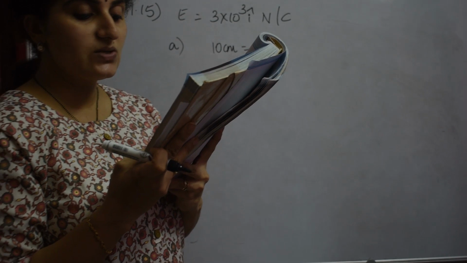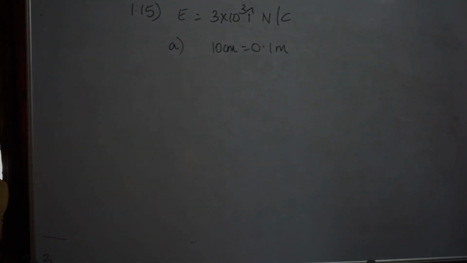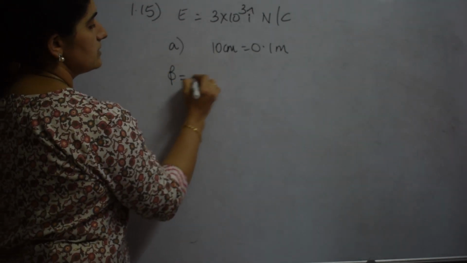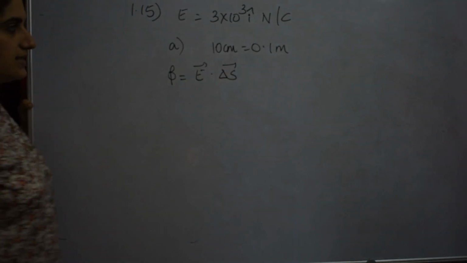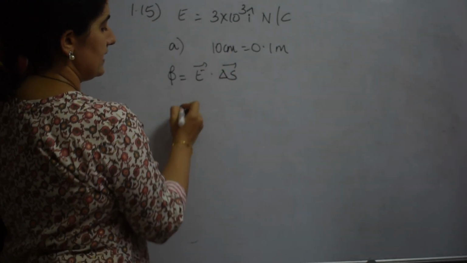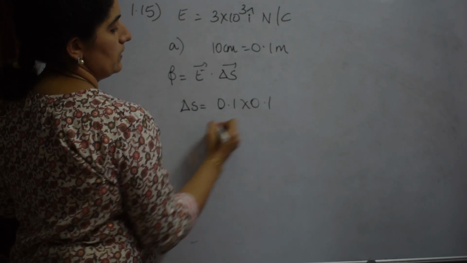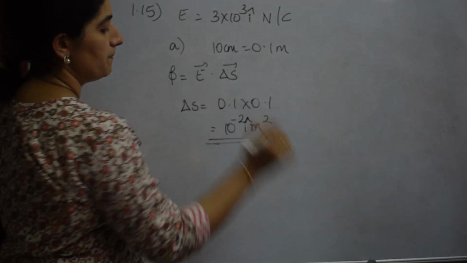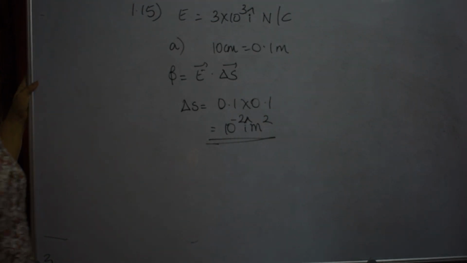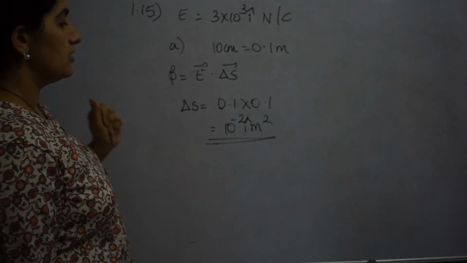Next is, what is the flux through the same square if the normal makes some angle? Now you have to calculate this flux phi. Phi is E dot delta S, correct? Delta S is the surface area. So first calculate delta S. Delta S will be 0.1 into 0.1, 10 to the power minus 2 meter square into i cap, considering the i cap only, as for the electric field. So this is 10 to the power minus 2.